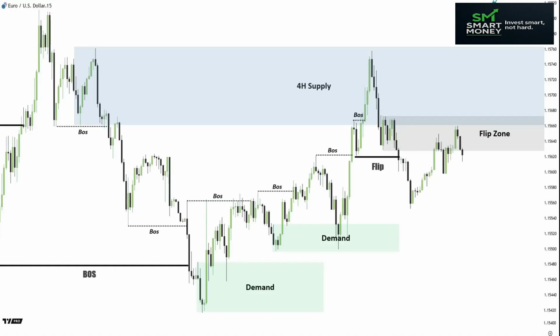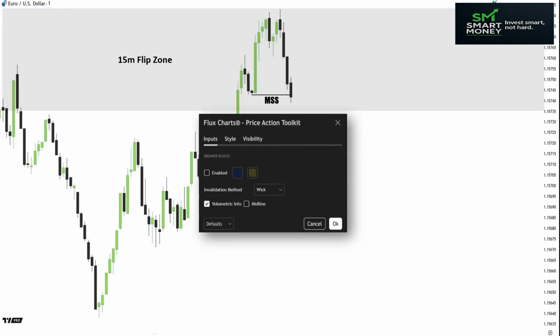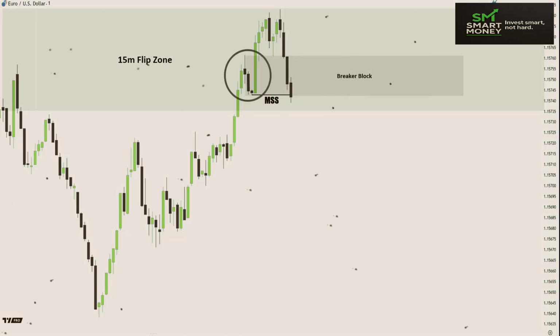Next, we need to wait for the price to return to the flip zone, then zoom into our entry time frame, the 1-minute chart, so we can identify a precise entry for a short position. On the 1-minute time frame, you can see that the price pushed upward and after tapping the flip zone, reversed sharply and formed both a market structure shift and a VSR. At the same time, it created a breaker block, represented by these 3 down-close candles.